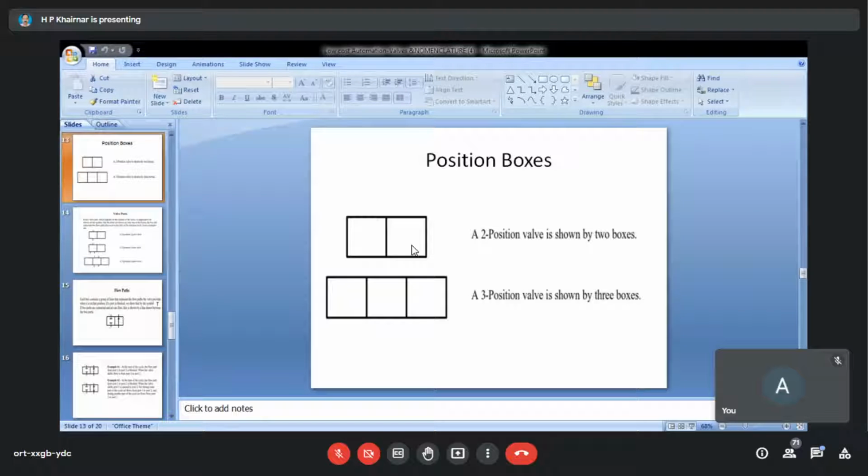These are the position boxes. A two-position valve is shown by two boxes. Then a three-position valve is shown by three boxes. So this is what is indicated. Now what are these three positions? Anybody can comment on this. What can be the third possible position?